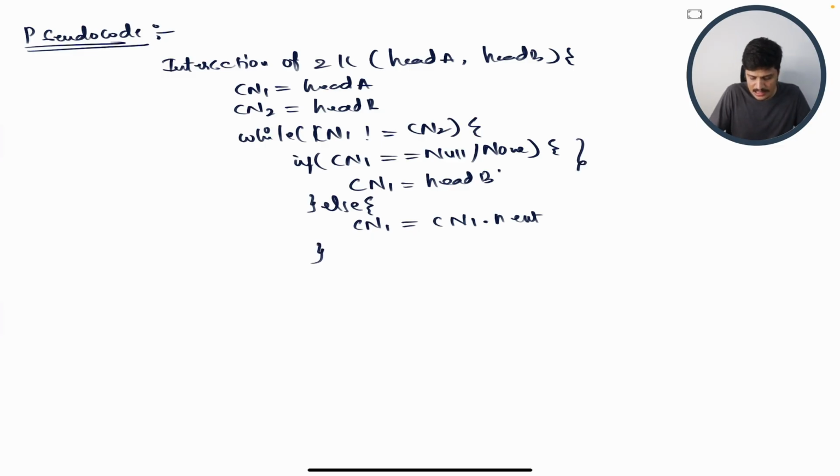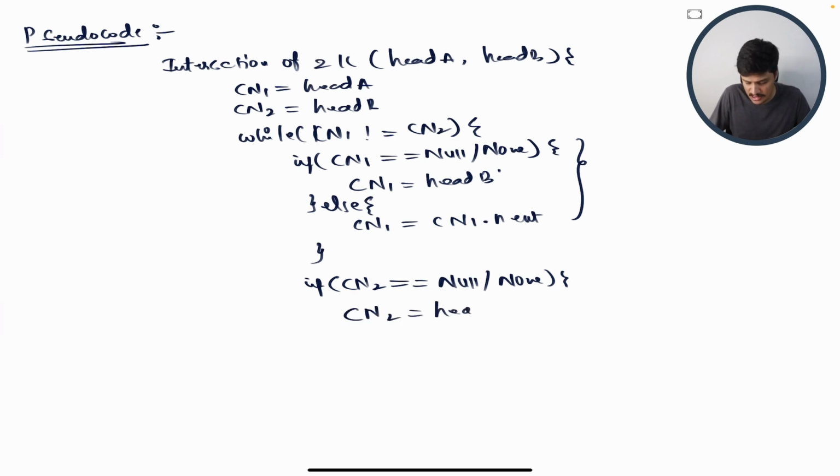Along with that, this is the first single linked list. Similarly, we need to do the same thing for the second single linked list also, right? If cn2 is equal to null or none, then we need to move it to the first single linked list head node, which is nothing but head A. And if this is not the case, then we will simply move on to the next node. So cn2 equal to cn2 dot next.